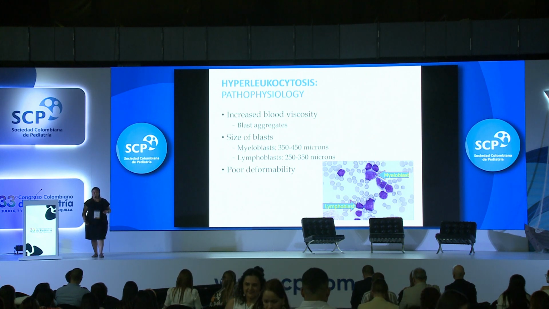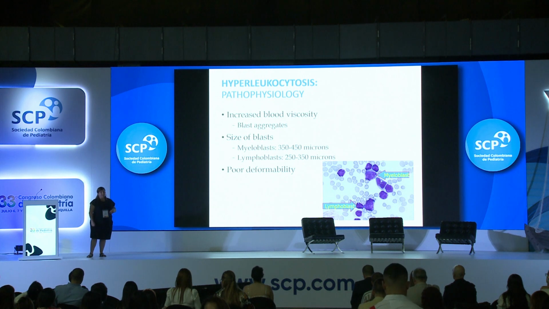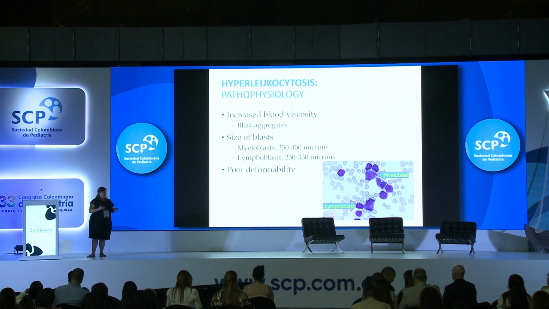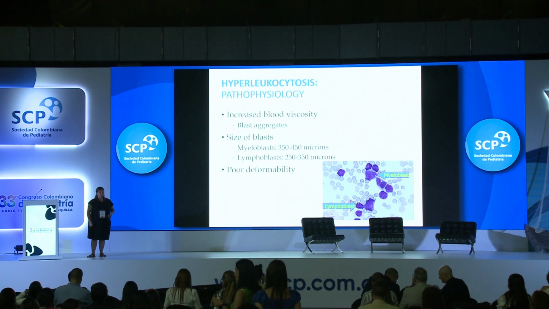What is the pathophysiology of hyperleukocytosis? So it can cause increased blood viscosity because of the blast aggregates. They are large, they are sticky, and they are poorly deformable, which means that they create aggregates in the bloodstream that can then increase the risk of infarct.